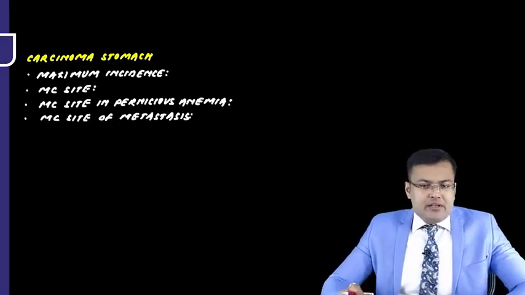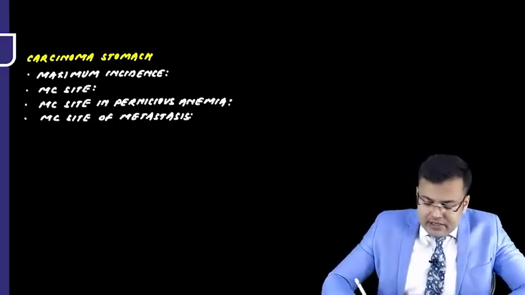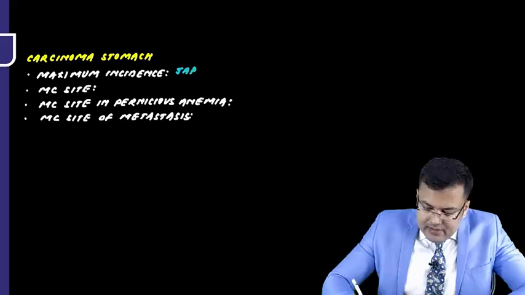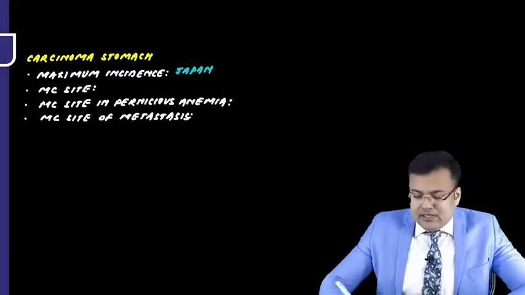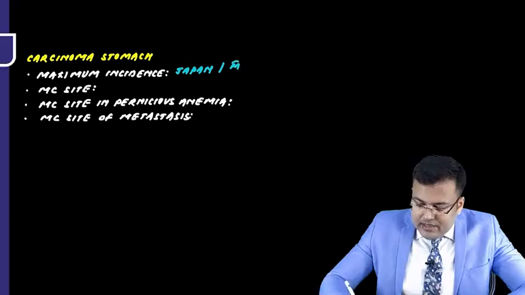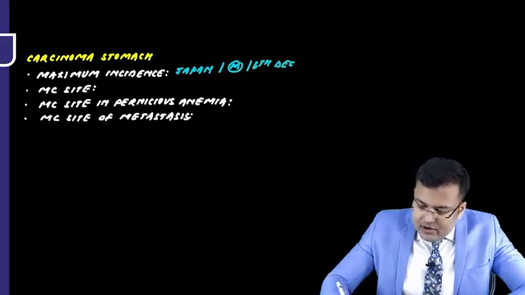So maximum incidence of carcinoma stomach is seen in which country? It is seen in Japan. And we discussed already that carcinoma stomach is more common in what? Males. And in which particular age group is it seen? It is seen in the 6th decade. So more common in males, seen in the 6th decade.